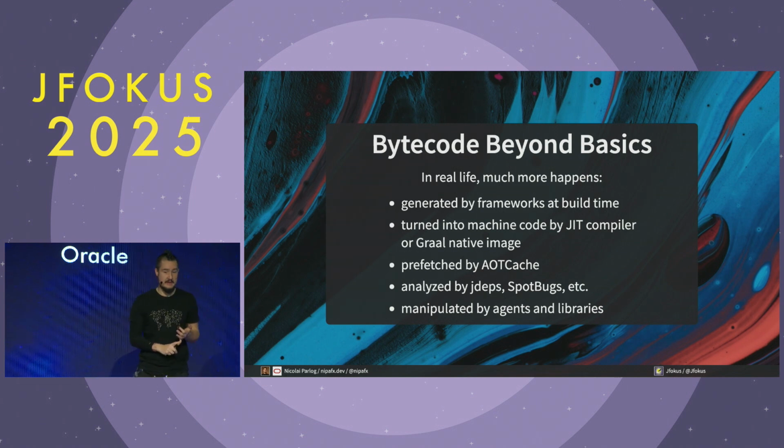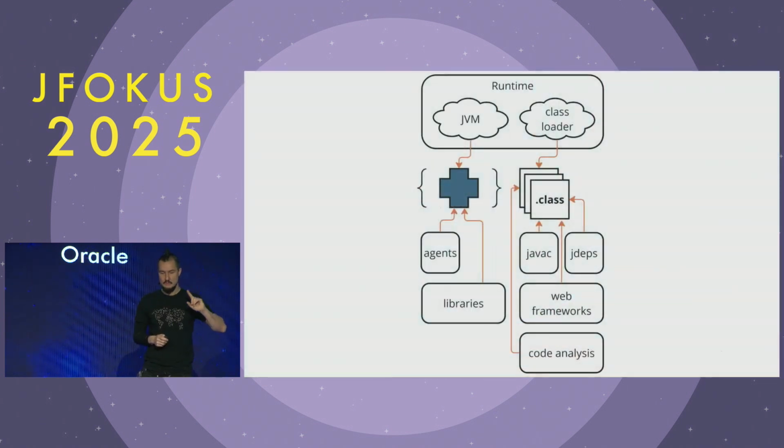Frameworks will generate bytecode at compile time, at build time. The just-in-time compiler or GraalVM native image may turn it into machine code. The AOT cache we just saw might prefetch it and dump it. JDeps and SpotBugs are tools that work on bytecode. Agents and libraries can manipulate it. There's probably more that I didn't put on this list. So the simple life of bytecode is much more complicated in practice. And while few of us do this directly, we still often do this.